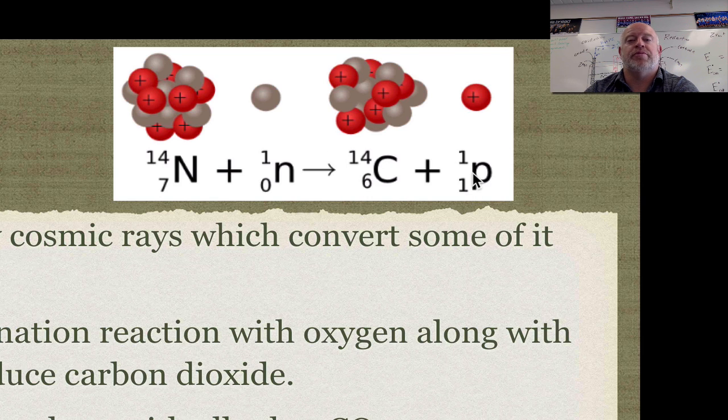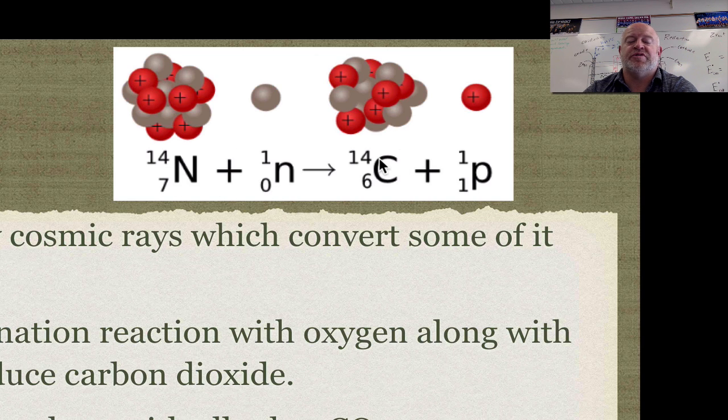This is sometimes called proton emission, or sometimes also called, I believe, positive beta decay or something like that. So the proton gets kicked out. The neutron takes the place of the proton. With one less proton, we now have 6 protons, so we are now carbon. But because we added the neutron, even though we lost a proton, our mass number stays the same. So we convert from nitrogen-14 to carbon-14.